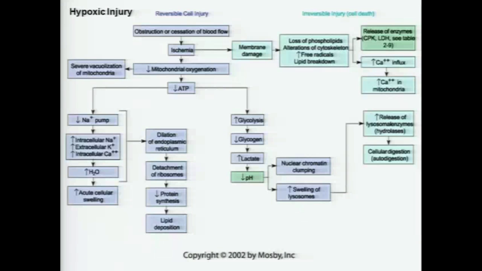And this can become a very dangerous situation, because as the cell becomes more acidic, you get changes in protein structure, including nuclear chromatin changes in the structure of the chromatin within the nucleus. You can get damage to the membrane of the lysosome, including swelling of the lysosome.